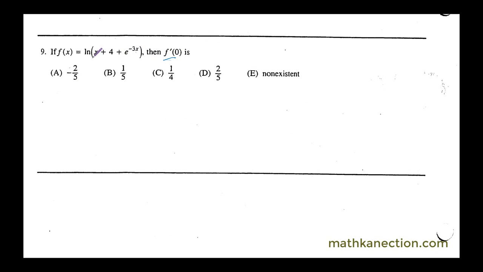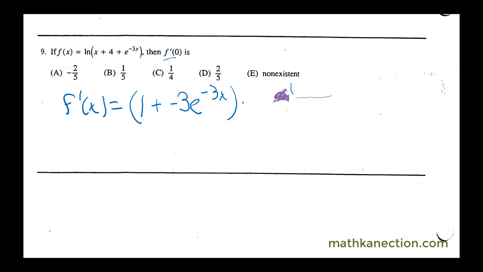Okay, for number 9, we're looking for f prime of 0. We can see this is going to be a chain, that function that's inside natural log. So to get the derivative, we're going to go ahead and derive the inside, which would be, derivative of 4 is 0, plus then the derivative of e to the negative 3x is going to be the derivative of the inside, which is negative 3, then e to the negative 3x, and then all of that's going to get multiplied by the derivative of natural log, which is 1 over that function. So 1 over x plus 4 plus e to the negative 3x.